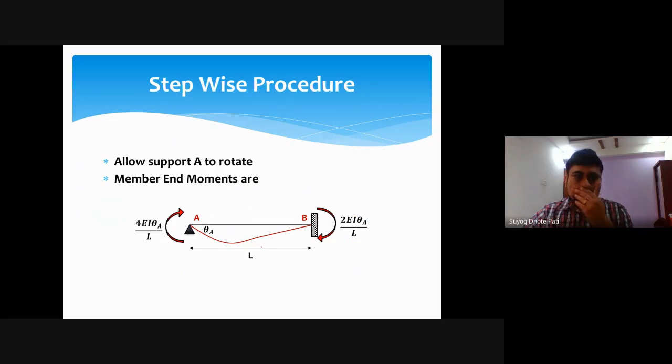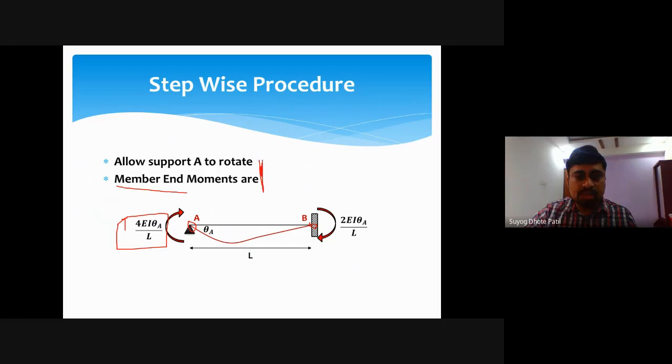Okay. Now allow support A to rotate about support B, with respect to B. In that case, the member end moments are again calculated by using derived relations. There are derivations available in different books, so you can refer to different books for these derivations.